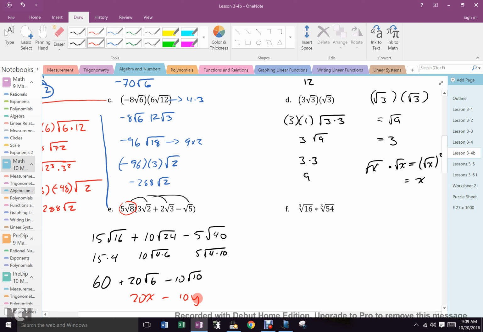They're not like terms, are they? I could add 20x and 10x. Or I could add 20y and 10y, but I can't add x and y. Is everybody cool with that? Okay.